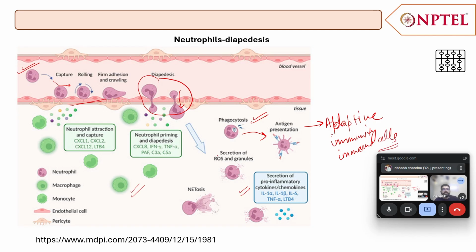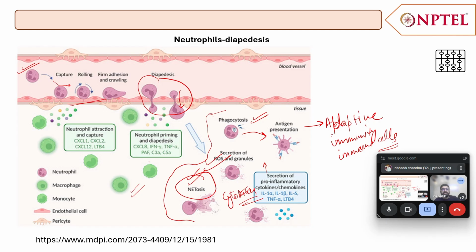Okay, it secretes the ROS and the granules as well as the cytokines so that it can target other immune cells, and it increases the inflammation. Okay, and the other thing, it can actually increase the NETosis. So these are the main functions of how a neutrophil acts against the pathogen in the tissue.